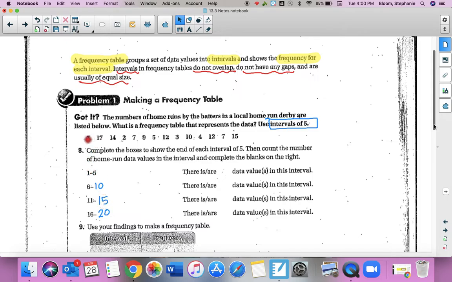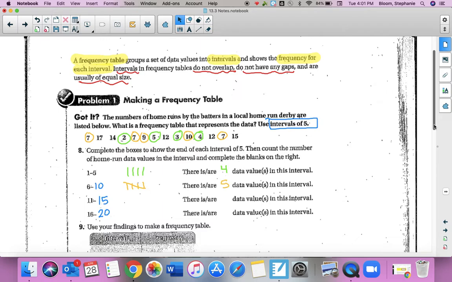Okay, so now these numbers right here that are listed are the number of home runs by the batters. So we want to list how many times the home runs 1 through 5 occurred. If you look here, I see a 5, a 3, a 4, a 2. So it occurred 4 times. There are 4 data values in that interval. Okay, let's look at 6 through 10. Starting at 6, and then I see some 7s, I don't see any 8s. I see a 9 and I see a 10. And that occurred 1, 2, 3, 4, 5 times. There are 5 of those.